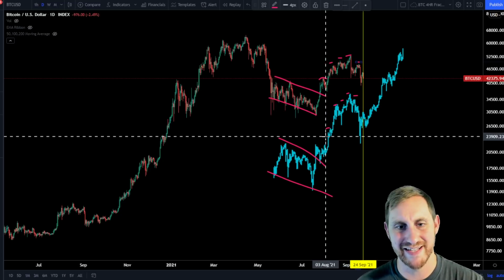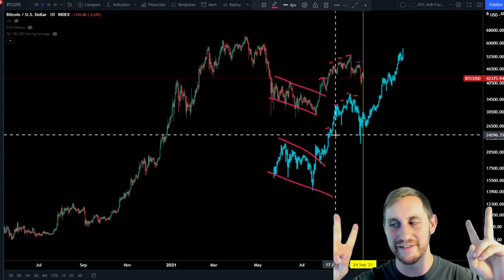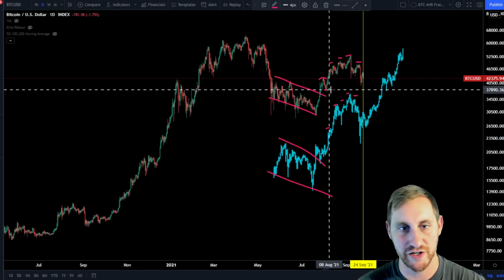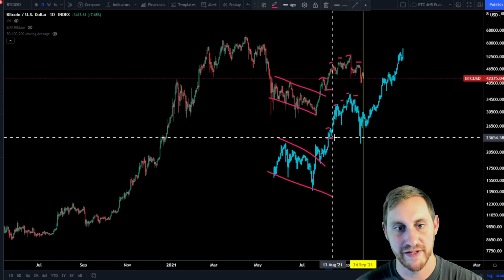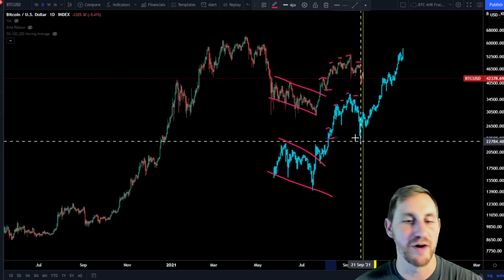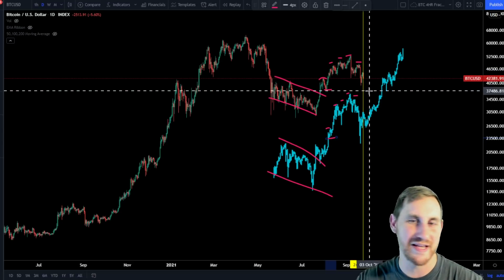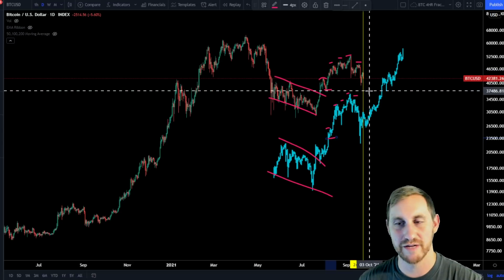Or we came back down and test the wick of the distribution bottom, right? Which was right here in our current price action. This is a wick on the fractal. So do we still have to come back down to that $37,400 range that we're talking about? Sure, we definitely could do that.